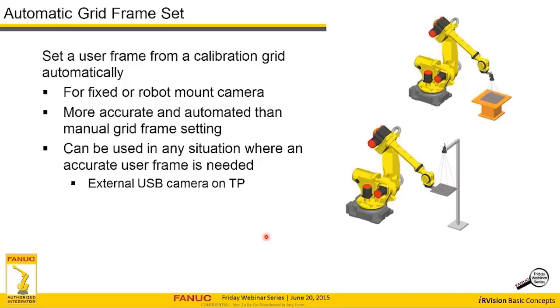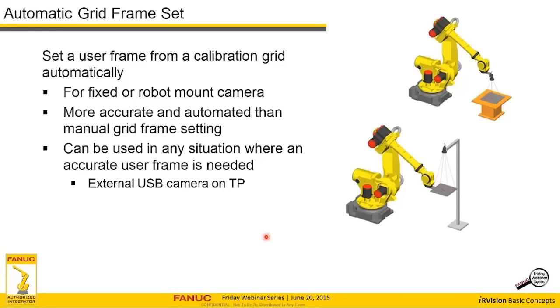Now, automatic grid frame set actually is not even an iRVision process. It sets a user frame from a calibration grid automatically. It doesn't perform the calibration, but it very, very accurately uses a camera to set a user frame. You could use this for any reason in your application, if you needed a very accurate user frame and wanted one that could be set and reset automatically, you can use automatic grid frame set.